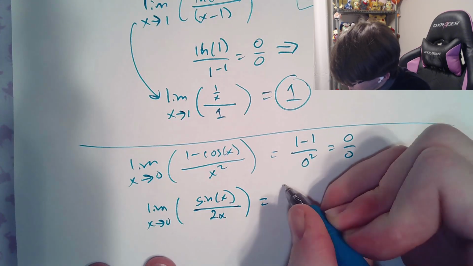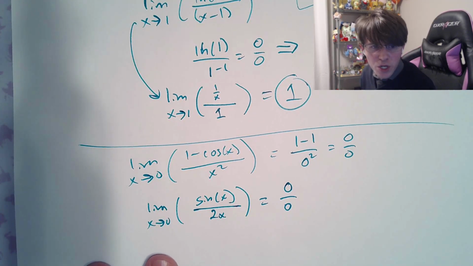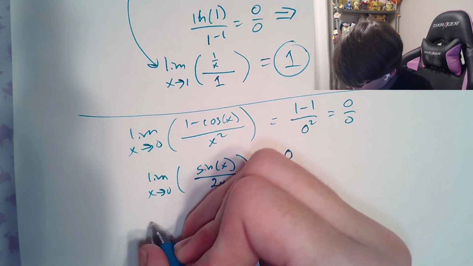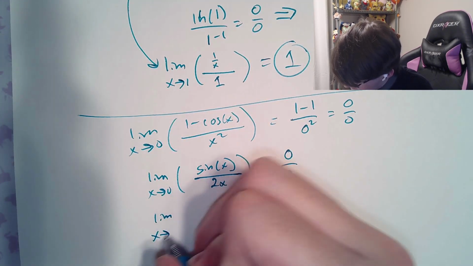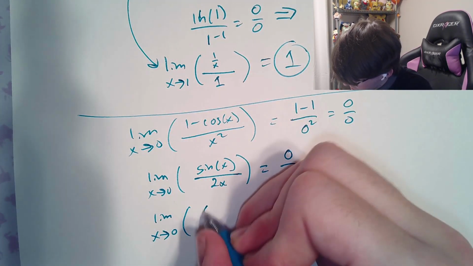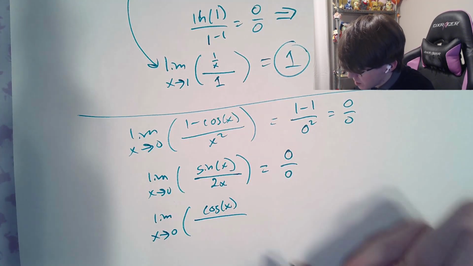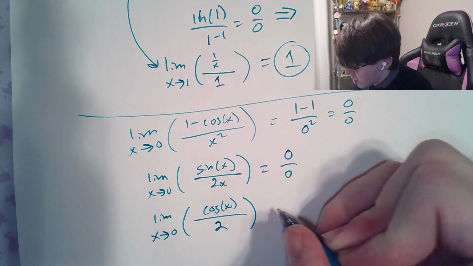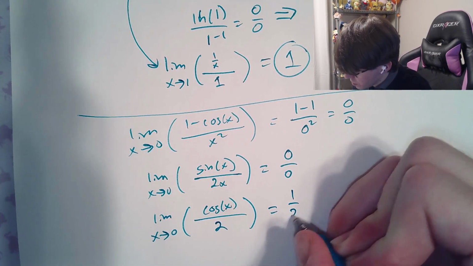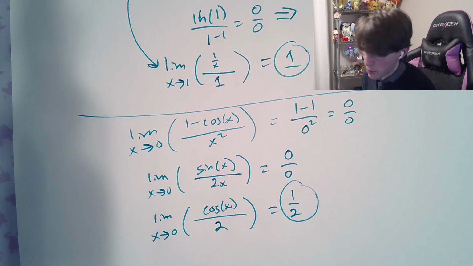And now I can plug in 0, and I get 0 over 0, which means I can do another L'Hopital's rule. So I got the limit as x goes to 0, derivative of sine is positive cosine of x. The derivative of 2x is just 2. So plugging in 0 into this, I get 1 over 2, and I'm finally done with the problem.